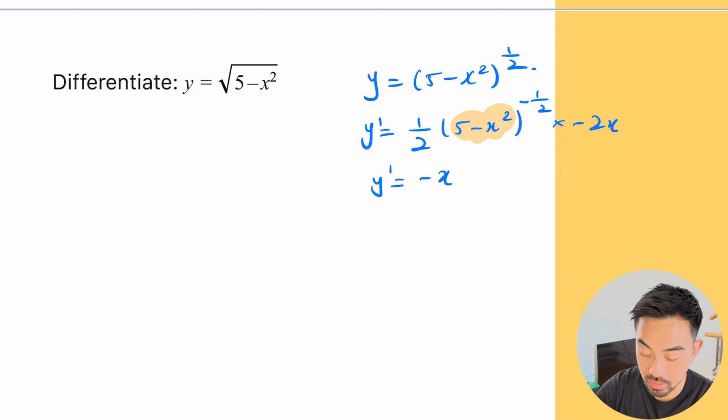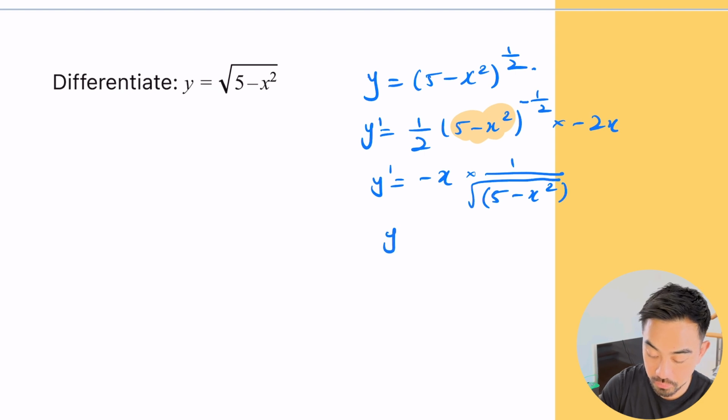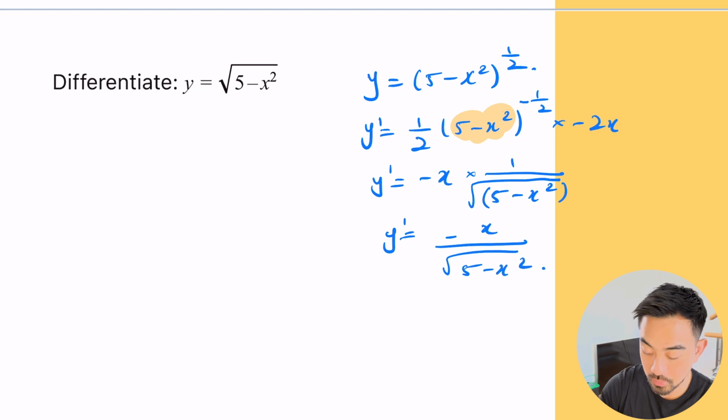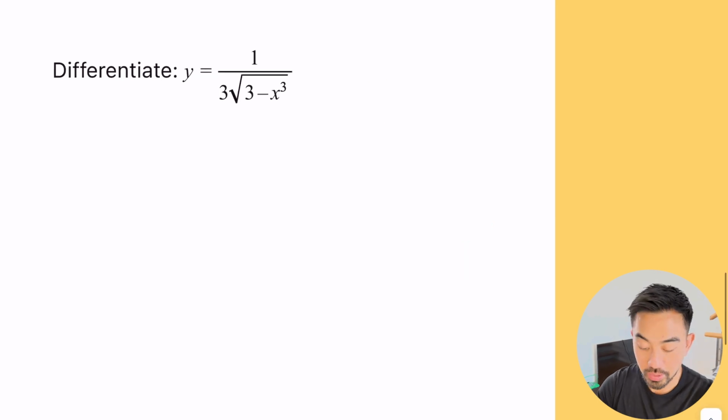And then this bit here has a negative power, which means it's going to be the reciprocal. So that's going to be times 1 over (5 minus x squared). And the half power is a root. So the half power is a square root. Bring that all together. That's your final answer.